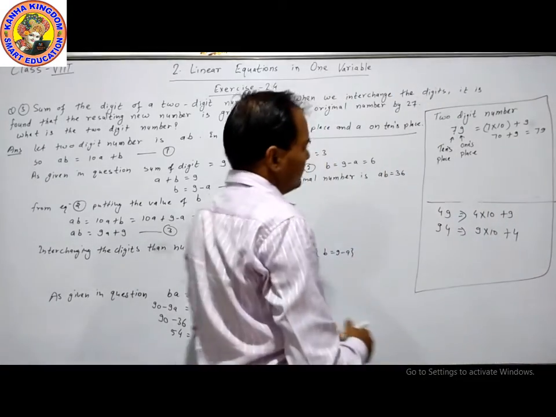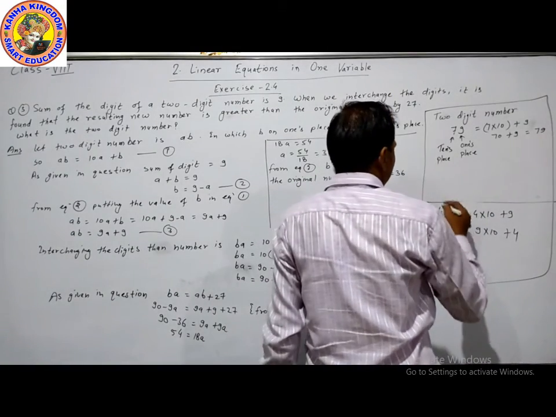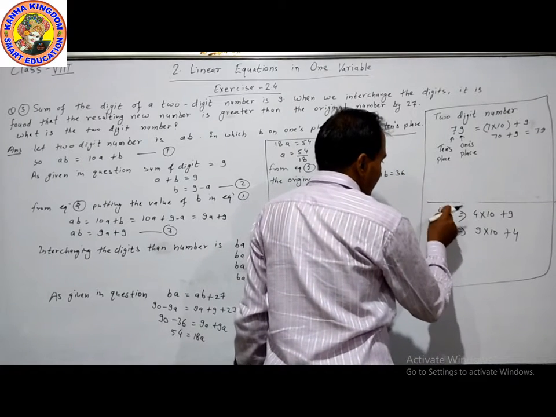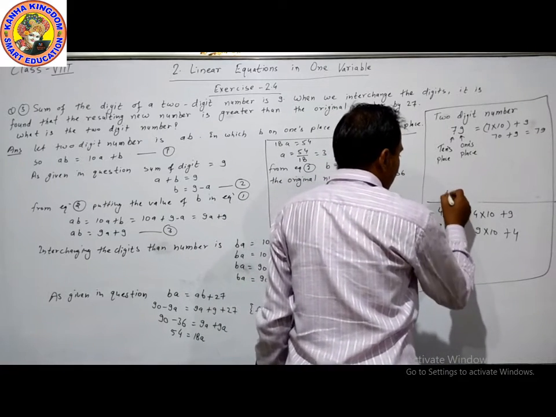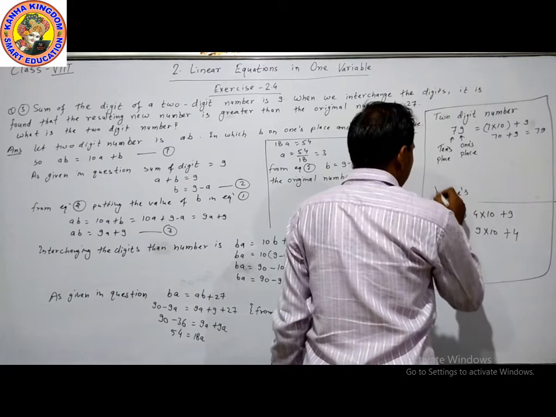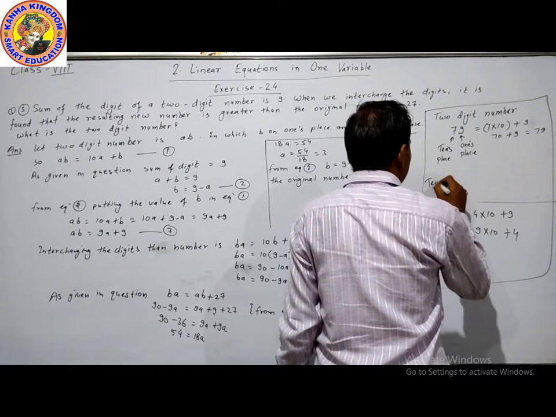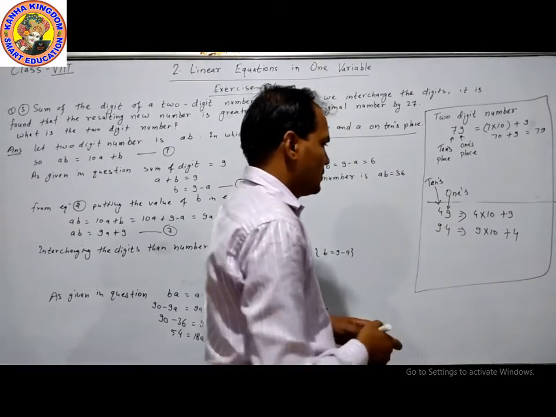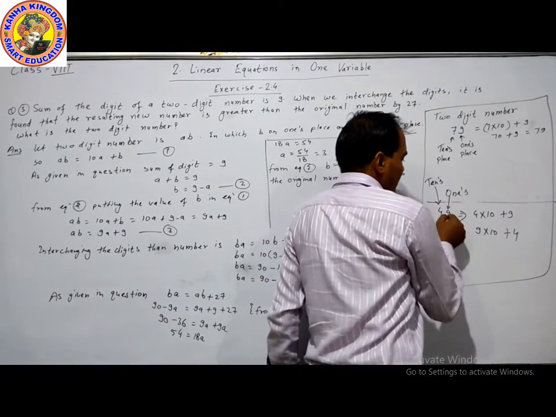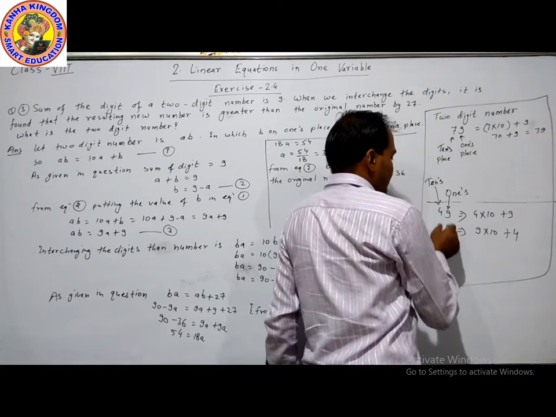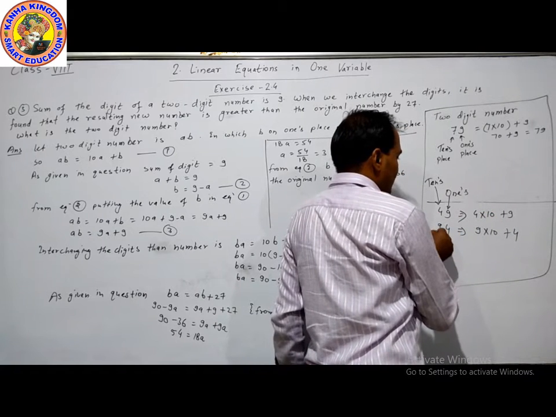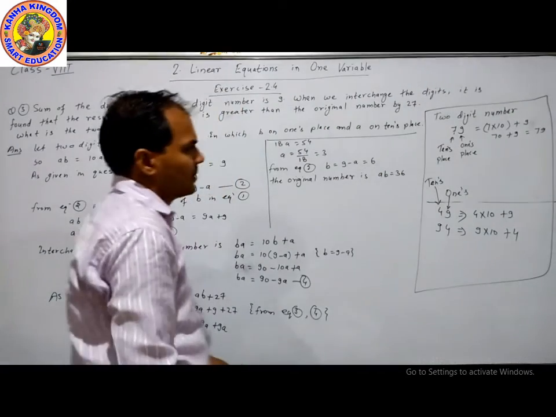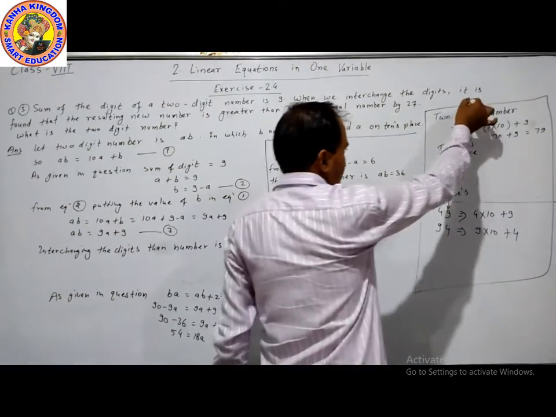Let's take another example. The two-digit number is 49. We can write it as 9 on the ones place and 4 on the tens place, so 4 into 10 plus 9. When we interchange, this is 94. 9 into 10 plus 4 is equal to 94. This is our rough part.